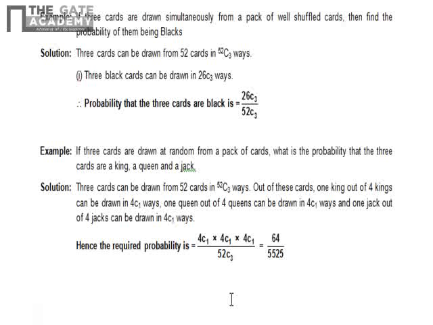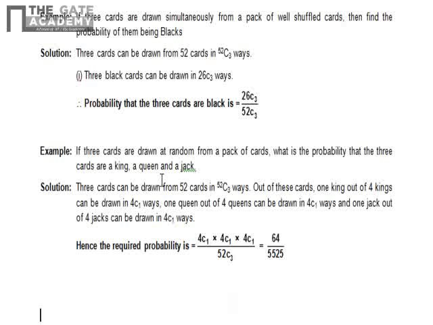If 3 cards are drawn simultaneously from a pack of well shuffled cards, find the probability of them being black. You know that the total number of black cards is 26, so the required probability is 26C3 upon 52C3, because we are choosing 3 cards.